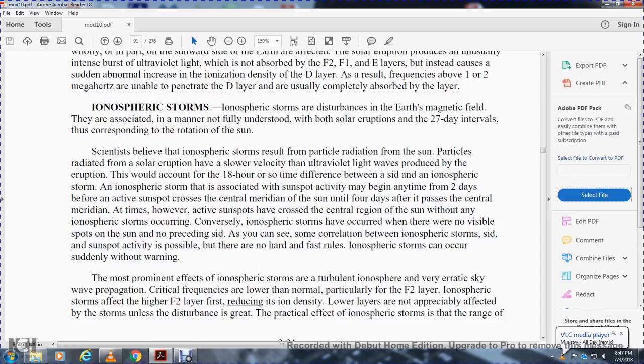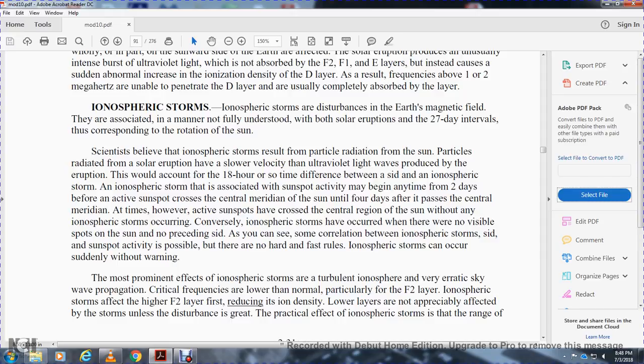particles radiated with the solar eruption, which have slower velocity than the ultraviolet light waves that produce the eruption. That would account for the 18-hour delay. There is some difference between a sudden ionospheric disturbance and an ionospheric storm. Ionospheric storms are often associated with sunspot activity, beginning any time from 2 days before to 2 days after the active sunspot crosses the central meridian of the sun, a span of 4 days. However, an active sunspot can cross the central region of the sun without any ionospheric storm occurring.